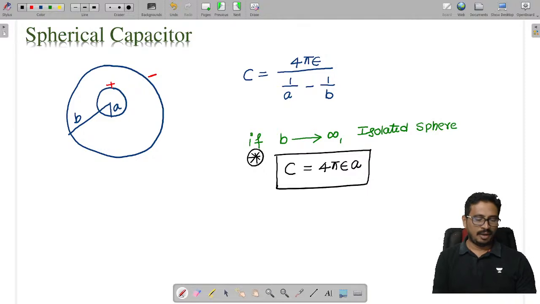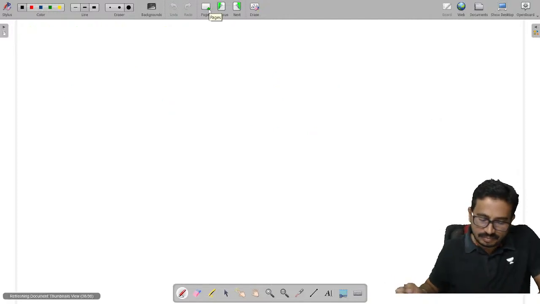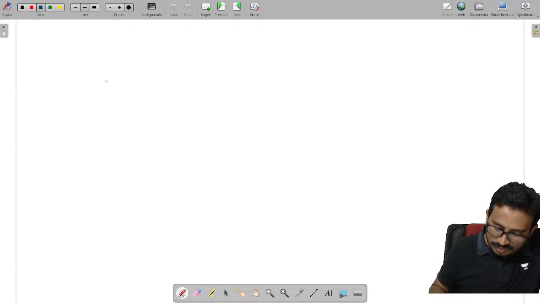Fine, all of you? Done? Chalo. Now here also let us start analyzing the division. Now look here, this is my spherical capacitor, the inner sphere.